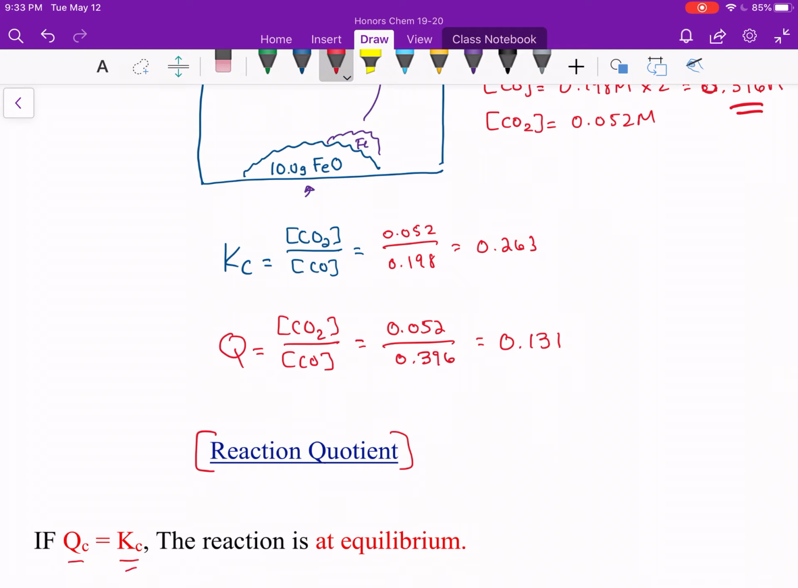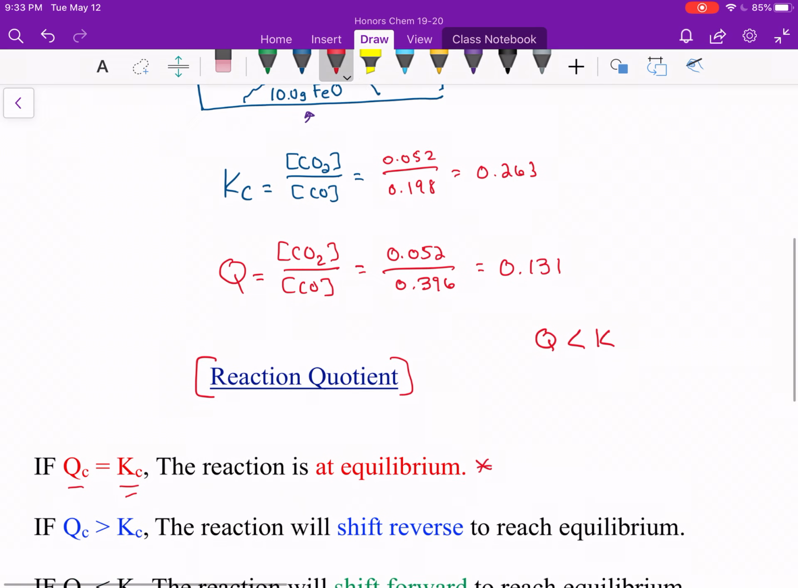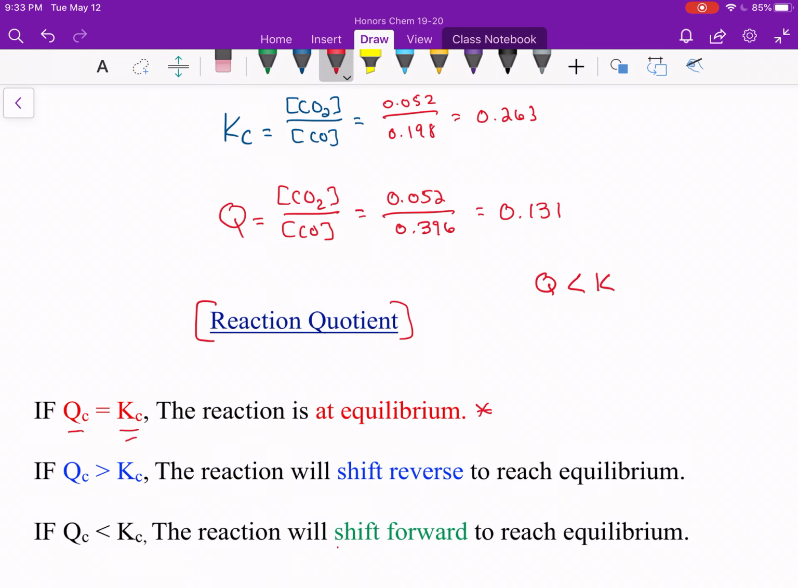Now what we can see here is that if Q happened to equal K, then those two numbers are the same, and we know that the reaction under the concentrations inside the container would be at equilibrium. But that's not the case. In this particular case, Q is actually less than K. If Q is less than K, that tells us the reaction has to shift forward to reach equilibrium. It has to shift forward because this ratio has to get bigger, since the reaction doesn't hit equilibrium until the ratio gets bigger. The only way we can get the ratio bigger is to increase the numerator and decrease the denominator, and that would be that forward shift that Le Chatelier's principle tells us.